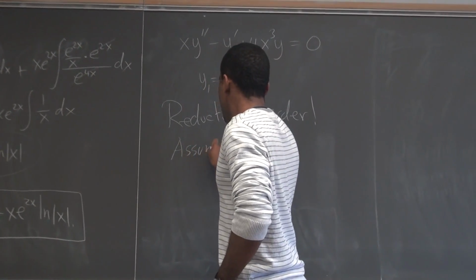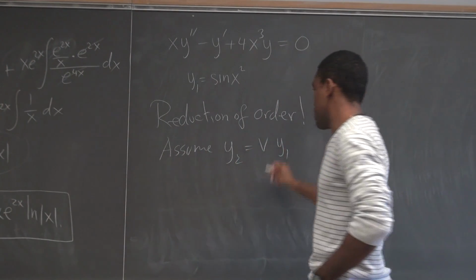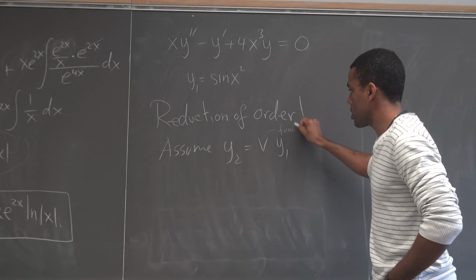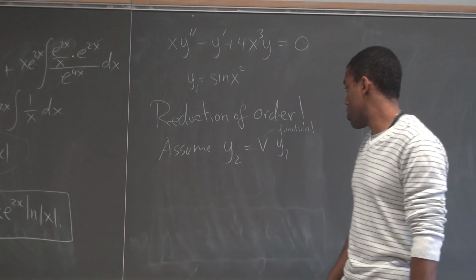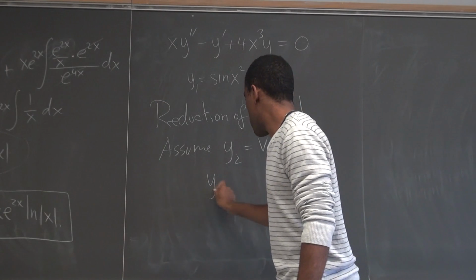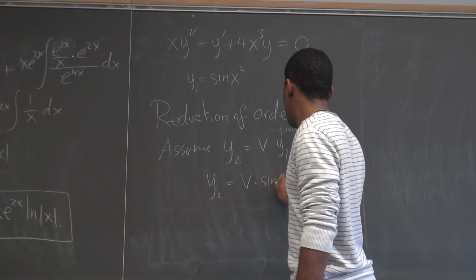Right, you assume that y2 is just a function times y1, right? This is a function of t, remember that. It's not a constant. Obviously, if there was a constant, that would be redundant. So this means we assume that y2 is equal to v times sine x squared.